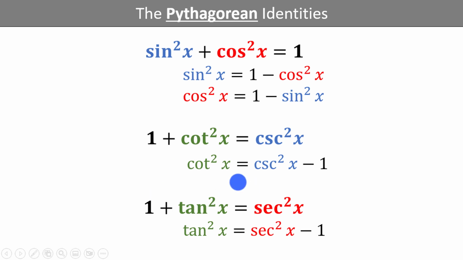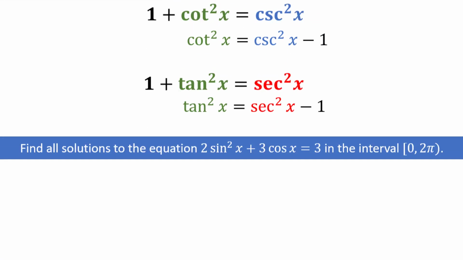These can be algebraically manipulated to solve for cotangent squared or tangent squared. Cotangent squared is equal to cosecant squared minus 1, and tangent squared is equal to secant squared minus 1. Let's take a look at some problems.